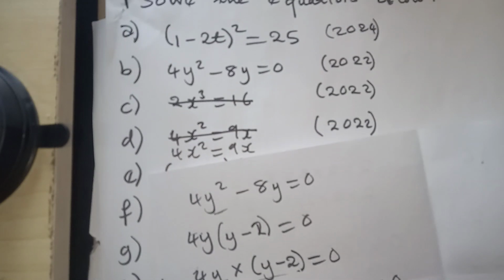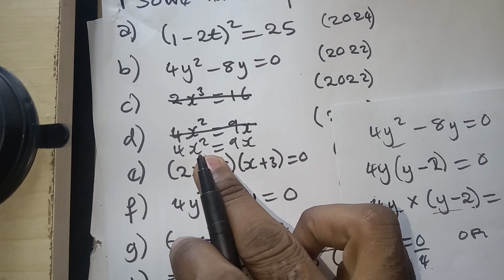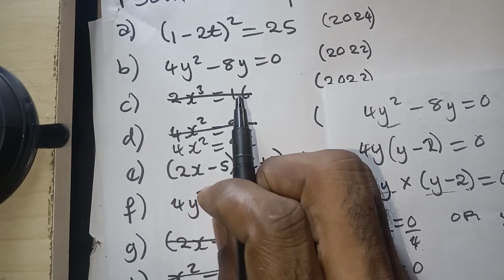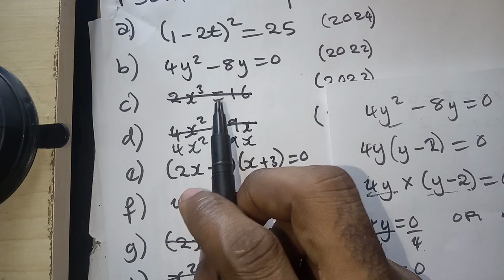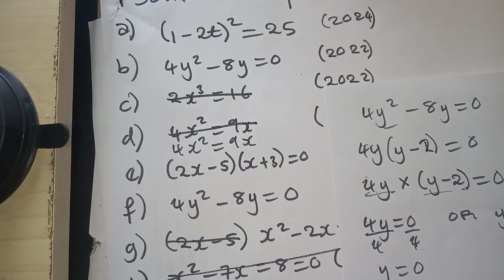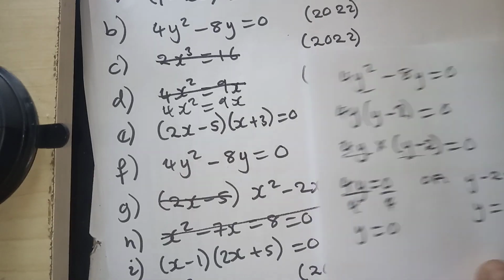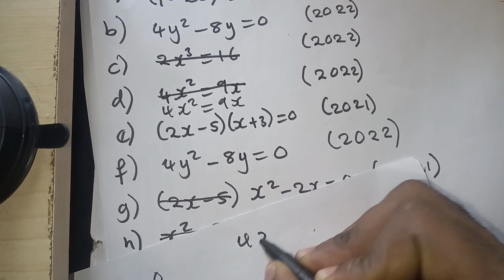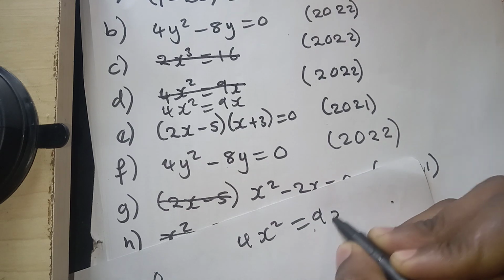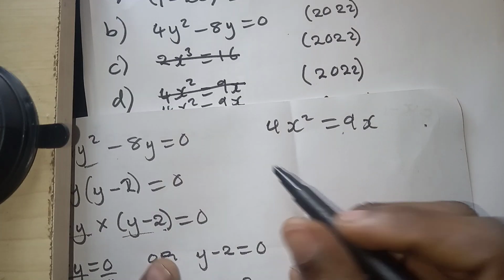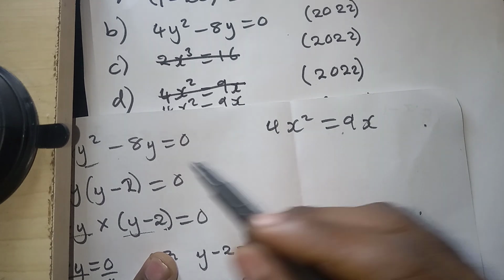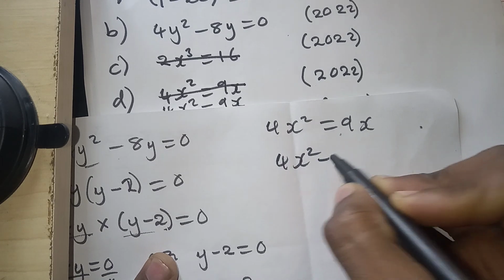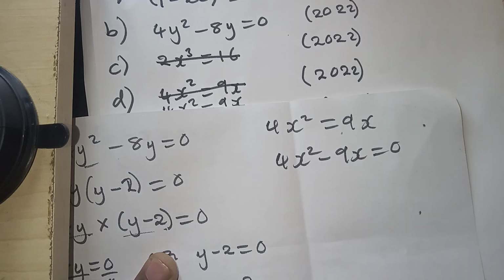So let's skip question A again and move on to part D. I removed part C because this one was covered in indices. It's not even a quadratic equation because the power is 3. So let's look at part D. On part D, we have 4x squared is equal to 9x. To solve for x here, you can just repeat the same procedure. Just bring the 9x this side, and you have a 0 like that.